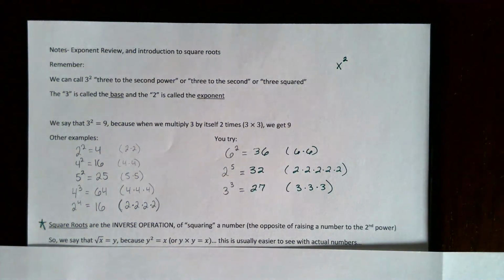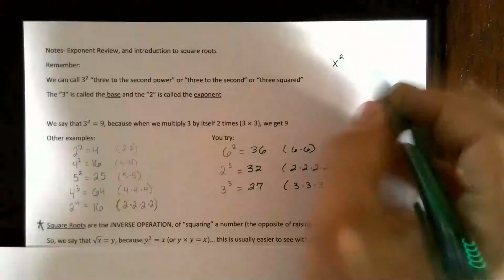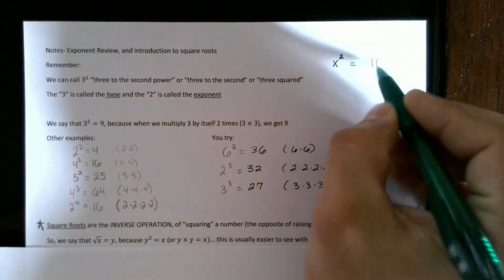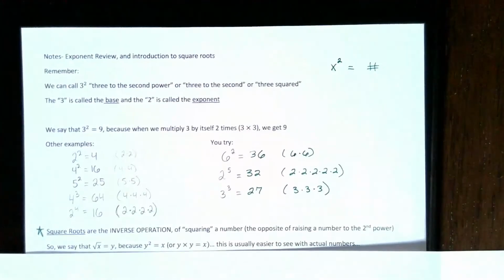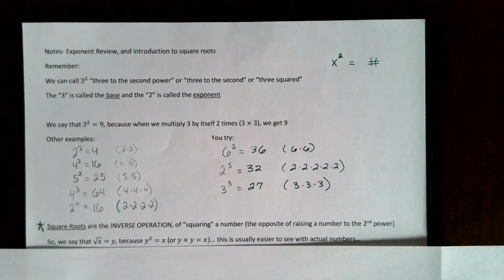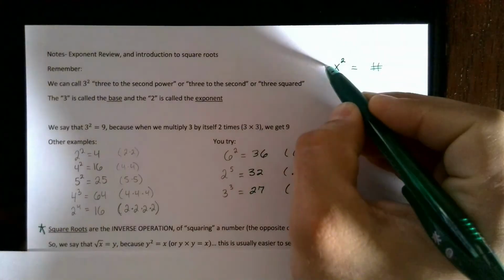x squared. And if we're trying to get x alone, we have x squared equals any number over here. It doesn't matter what that number is. If I'm trying to do algebra to get x alone, I've got to get rid of that exponent of 2. How do we get rid of an exponent of 2? Well, the opposite of squaring x is to take the square root of x.